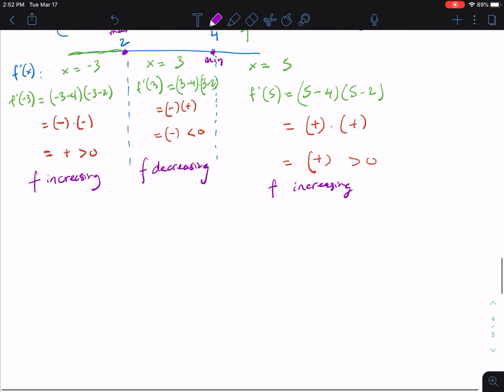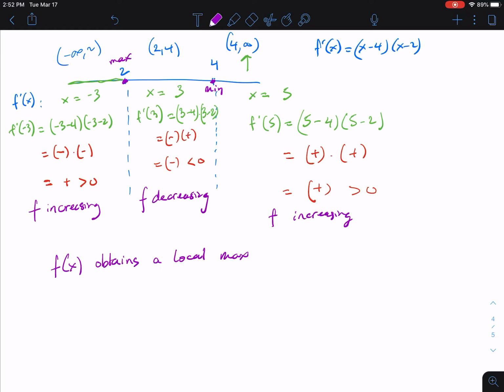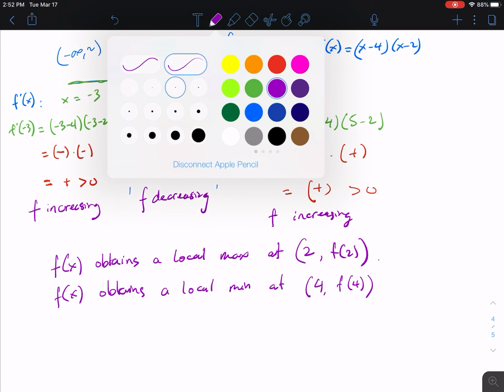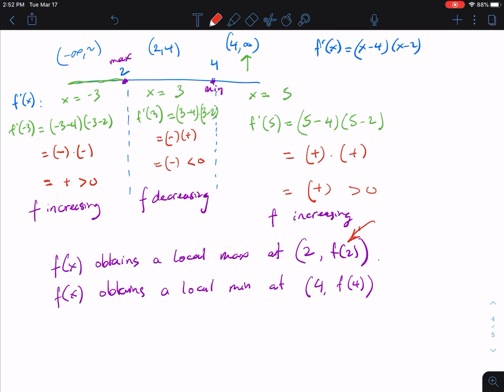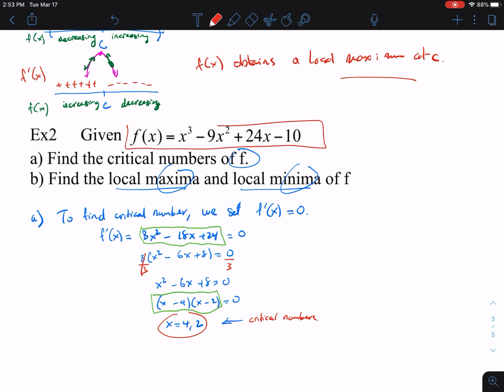Okay, so how do we write that as an answer? We said f of x obtains a local max at this point here, 2 comma f of 2, whatever that is, and then f of x obtains a local min at 4 comma f of 4. Whatever the value turns out to be, we can just plug it into the function equation to know what that value is.